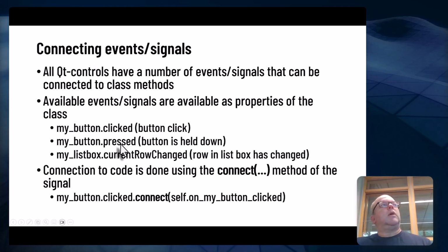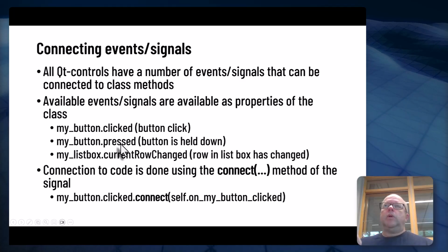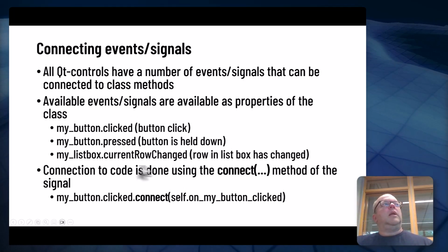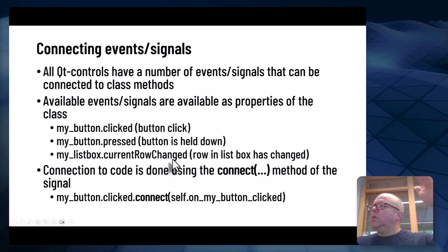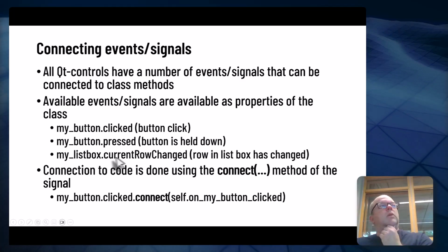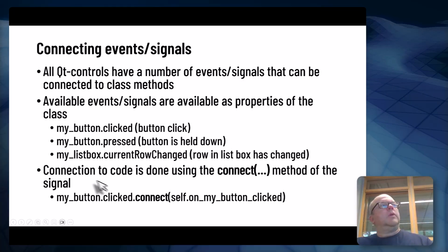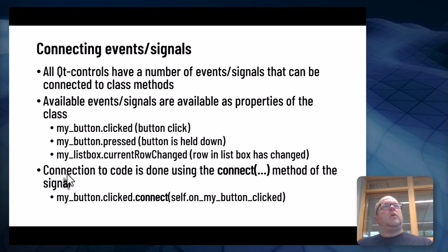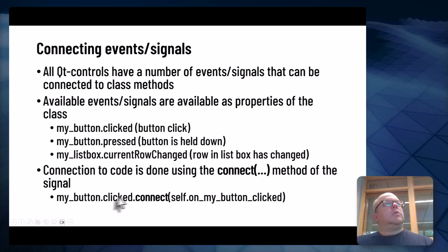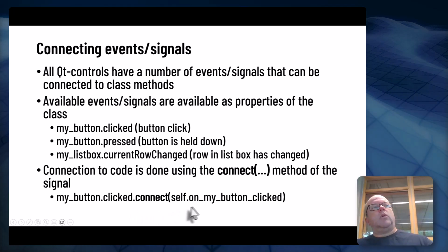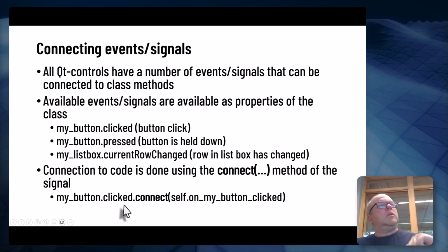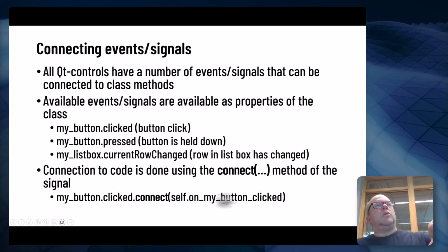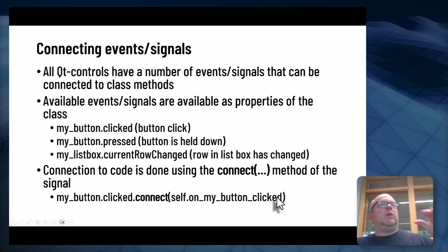You can also have a pressed signal, that is an event that happens when the mouse button is pressed and held on the button. A list box could have a current row changed signal. So when you change the row in the list, it will emit this signal. Then you connect the signals to code or controls using the connect method. For example, if you want the clicked signal connected to your code, you do my button, that is the object, then clicked, connect, and then you provide it with a function or control that you want the signal to be connected to.